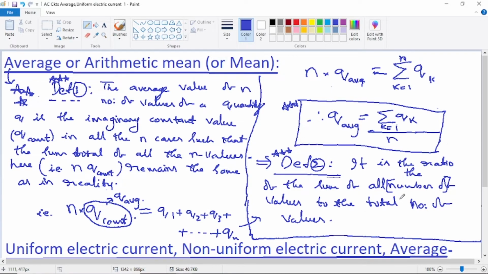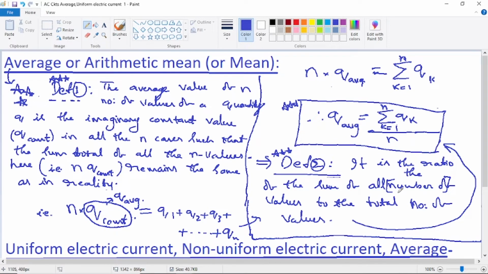The sum of a number of values is also okay, but this is much clearer. It's the ratio of the sum of all the values to the total number of values. So that is nothing but this. Just see here, this is the second definition: sum of all the values to the total number of values n. So sigma Qk, k ranges from 1 to n. N is missing here because it got erased when I was shifting the equations upwards, from the right to the left. Doesn't matter, now this is more complete.